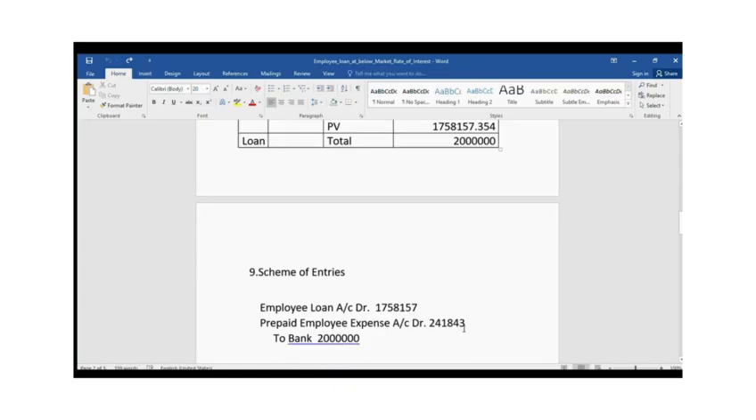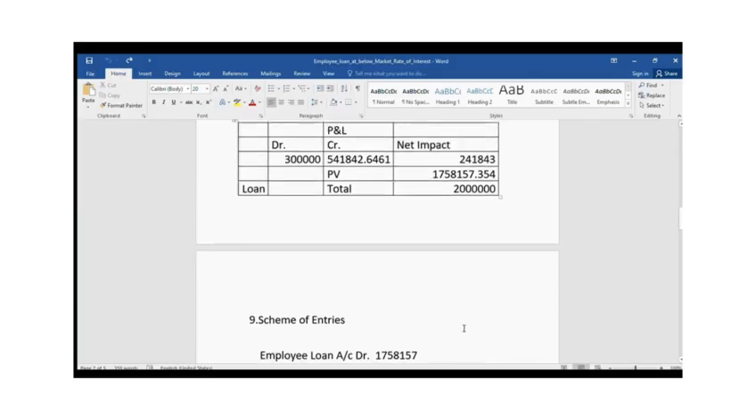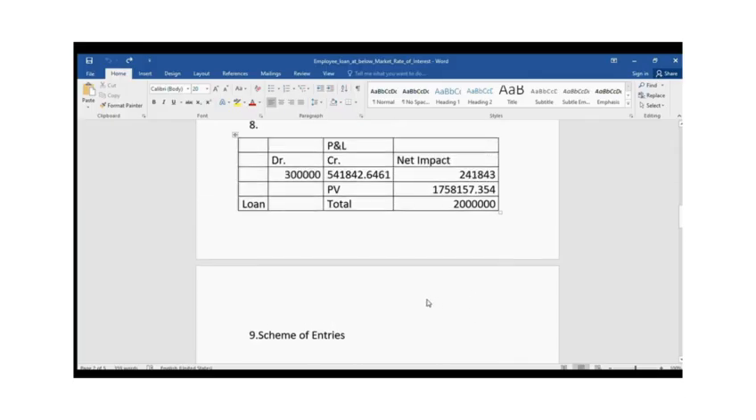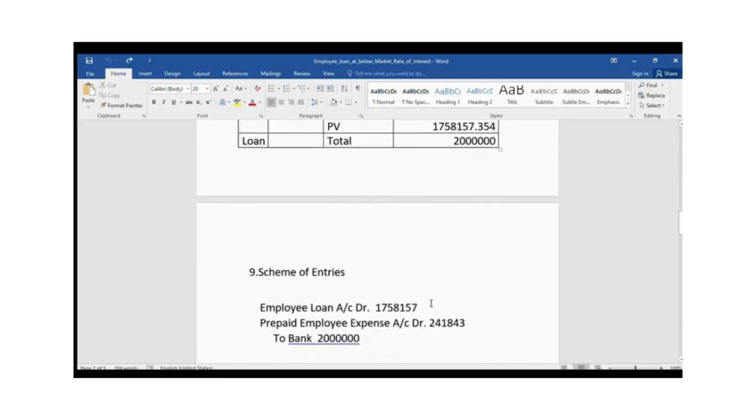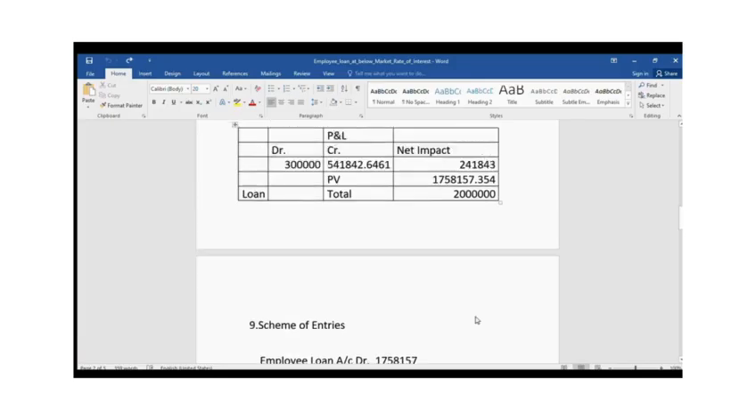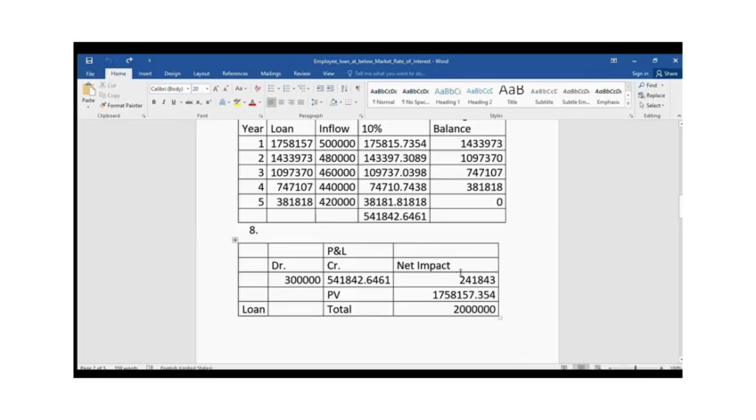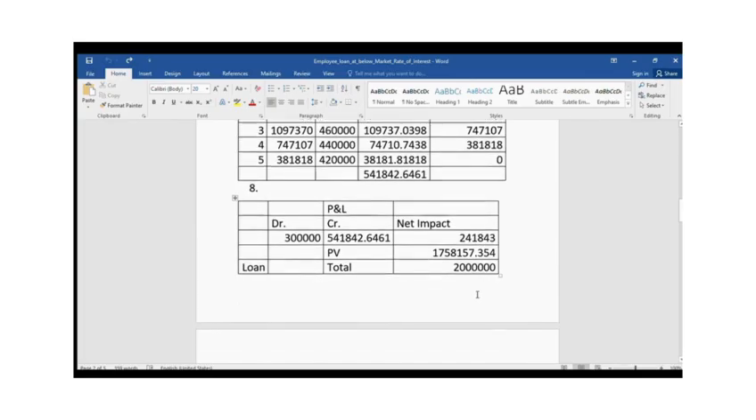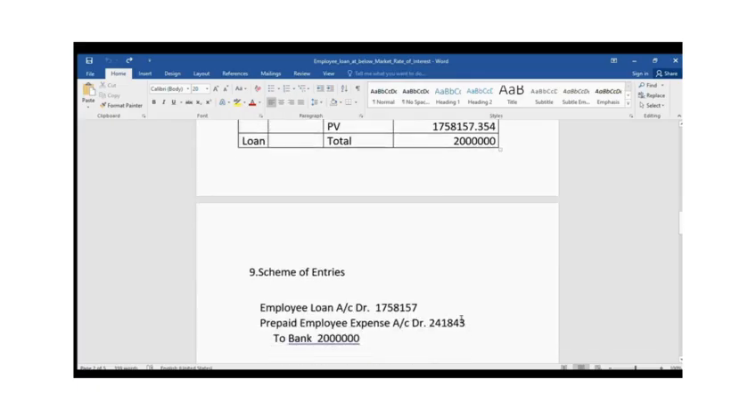Now we'll discuss the scheme of entries. 1758157 is the present value of the loan. So employee loan account debit would be 1758157, to bank would be 20 lakh, and the differential of the two would go to the prepaid employee expense account. That will be 241,843, which is the amount in the credit of the P&L. So 241,843 would be the prepaid employee expense account.